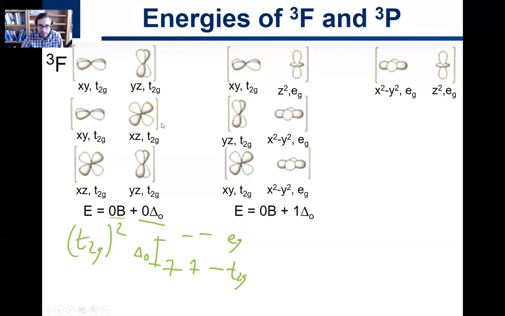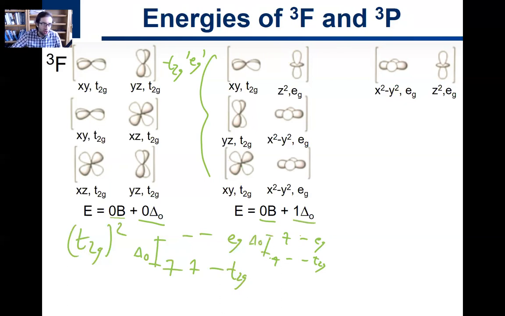Now, what about these? These have one electron in the T2Gs and one electron in the EGs. So we could write these three sets of orbitals. These would have a T2G1 EG1 electron configuration. Again, it's a triplet F that this is coming from, so there's no additional electron-electron repulsion. All these orbitals don't share a plane. But now you have a situation like this, for example, where one of the electrons is in the EG. So that costs you 1 delta O's worth of energy.